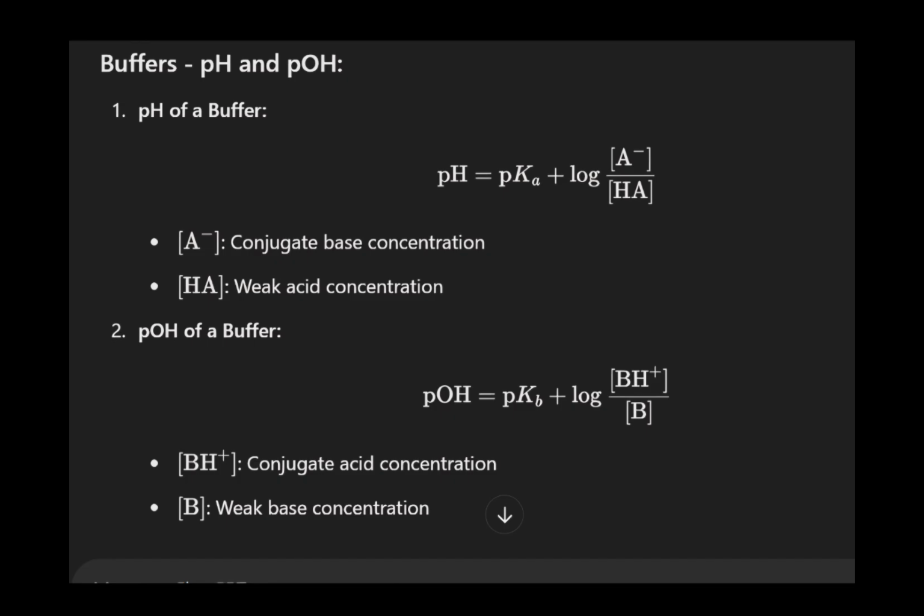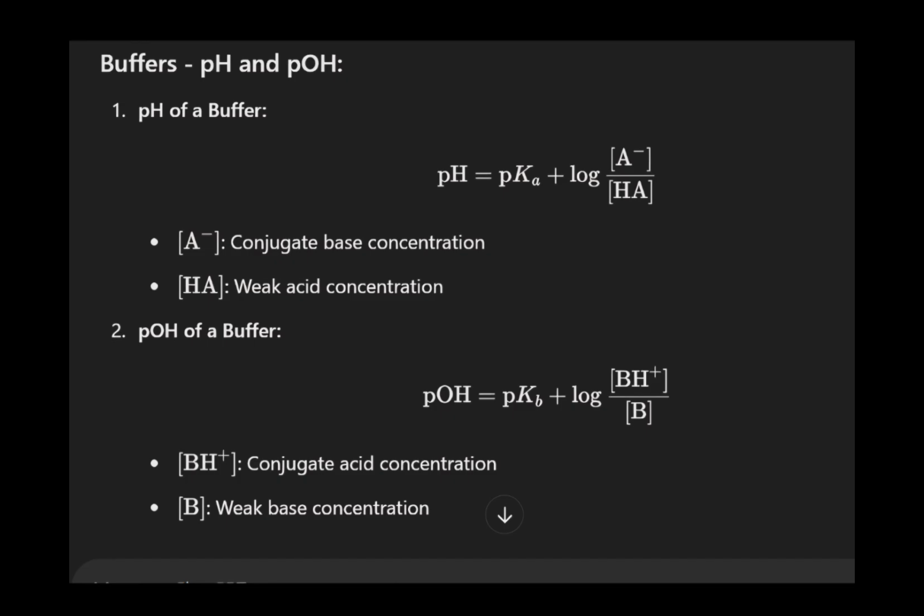The conjugate base concentration, represented as A-, refers to ions like acetate or CH3COO-. The weak acid concentration, represented as HA, refers to acids like ethanoic acid or CH3COOH. This formula is used to calculate the pH of a buffer solution by considering the ratio of the conjugate base to the weak acid. For bases, pOH calculation.